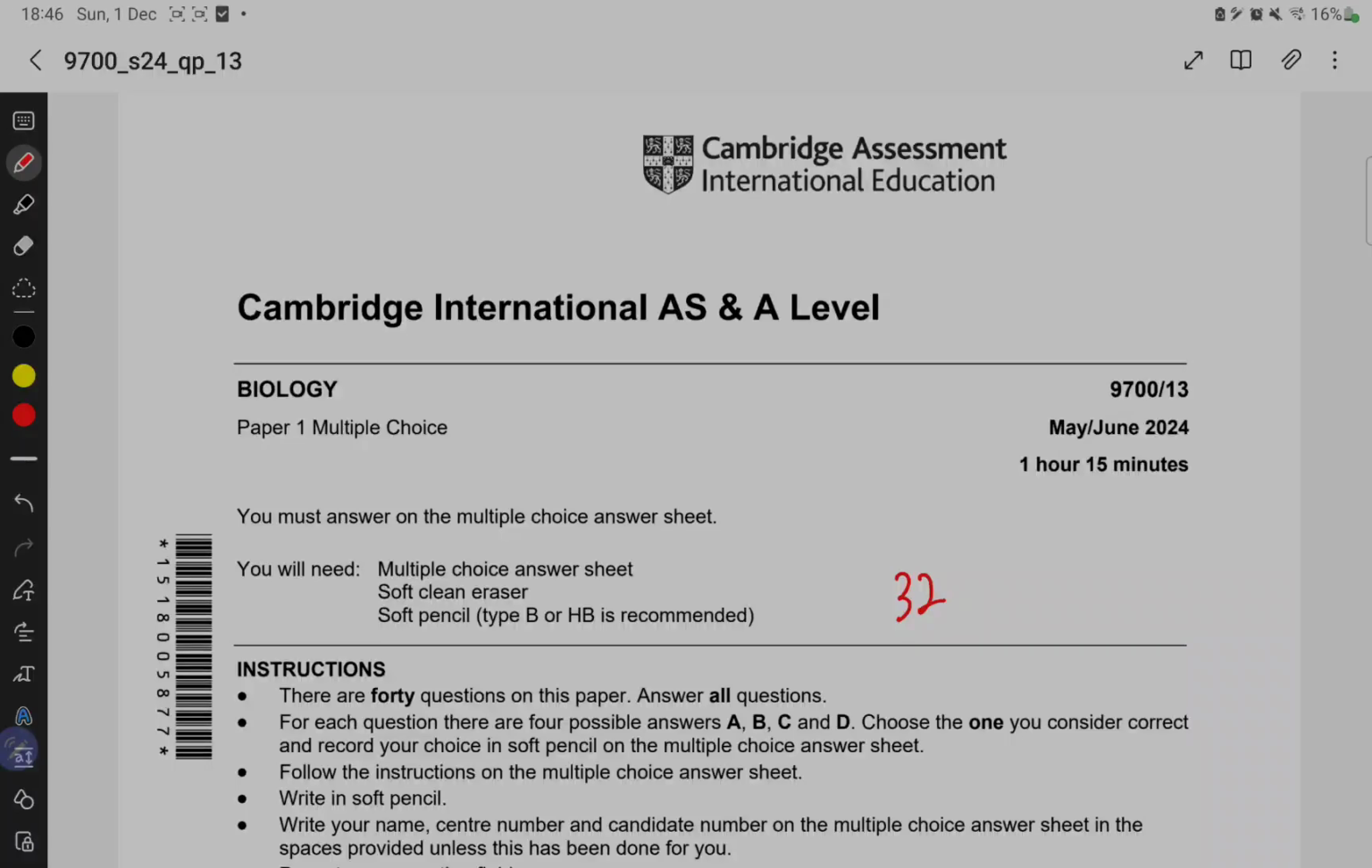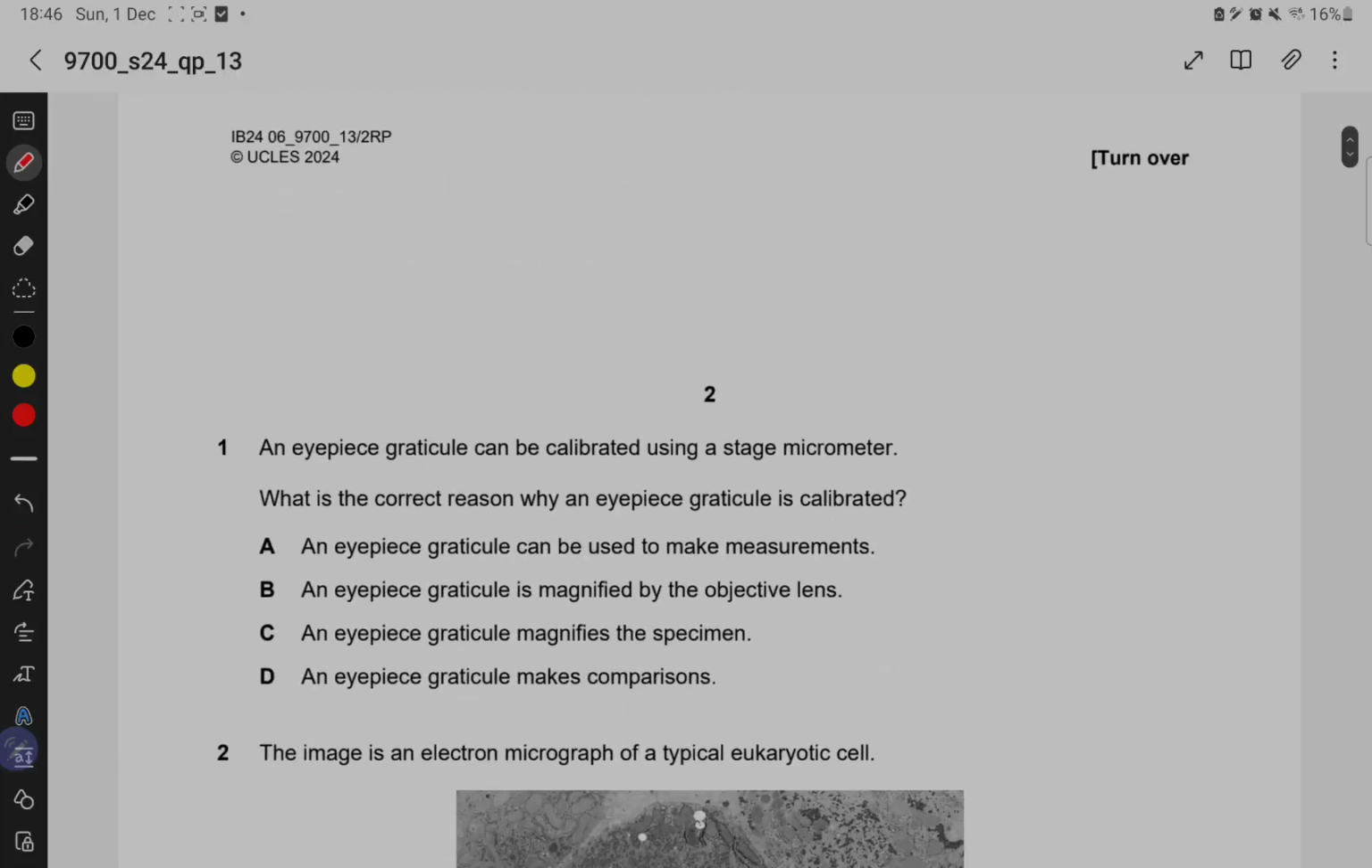So the threshold for this paper is 32 out of 40, and let's just do it.